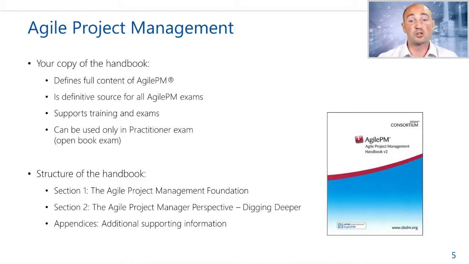The manual is broken up into 3 main sections. Section 1 covers the foundation elements of this framework. Section 2 is a section called Digging Deeper. This is where we expand on the foundation elements into a little bit more detail, along with some new additional topics, and really looks at the framework particularly from a project manager's perspective. And then we have the appendices, which provides some additional supporting information that may be useful when using this framework in a real life environment.